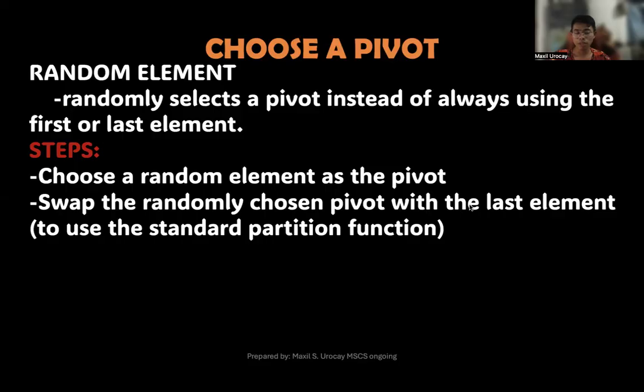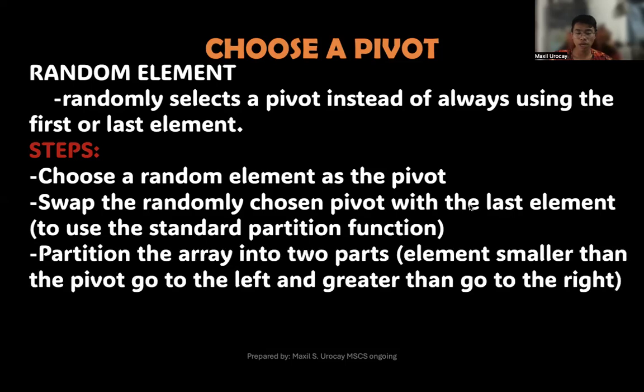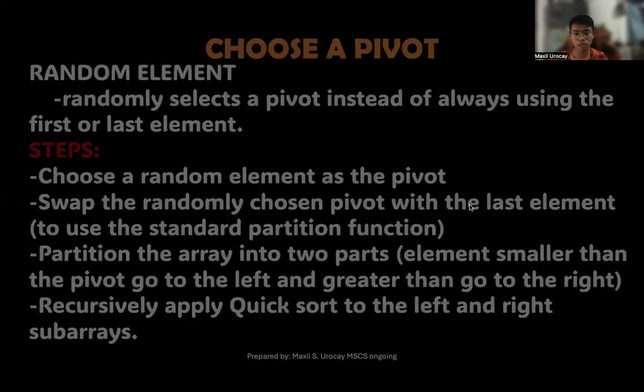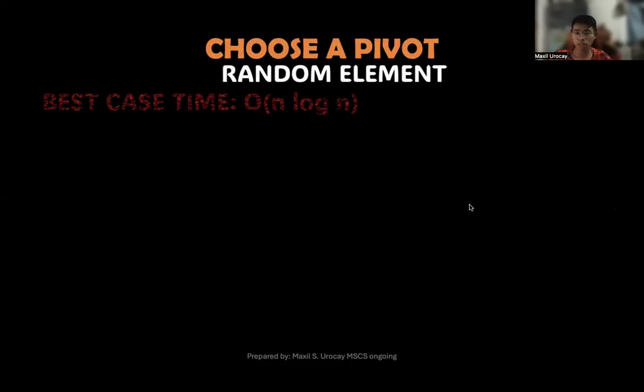So choose a random element as the pivot, and swap the randomly chosen pivot with the last element. That's how you will work. For example, you were able to choose the element at the middle. You have to swap that with the last element so that you can continue the process and use the standard partition function as well. Partition the array into two parts, the same thing. Elements smaller than the pivot go to the left and greater ones go to the right. That's our goal. Recursively apply quicksort to the left and right subarrays. That means you can continue after you were able to swap that with the last element.